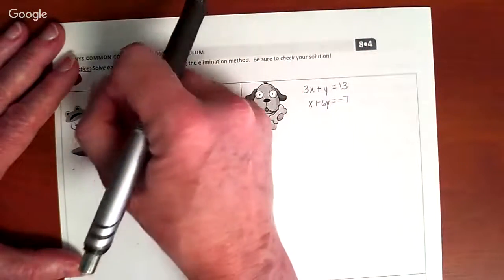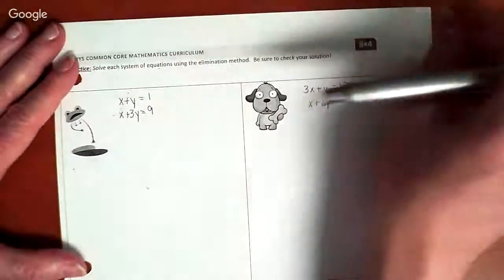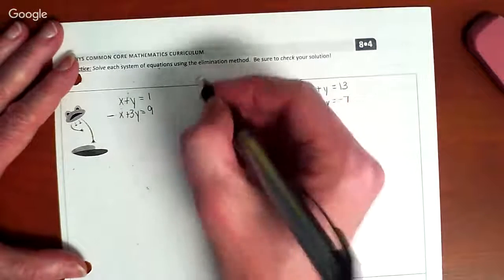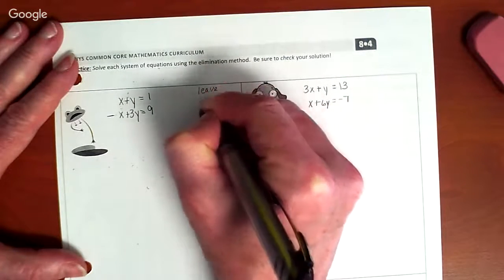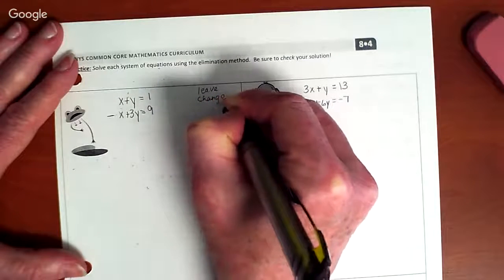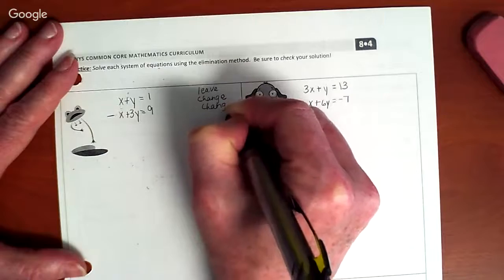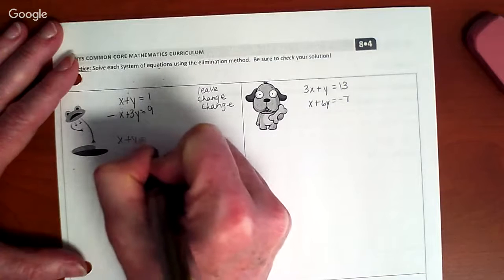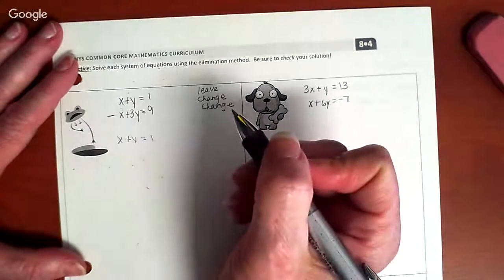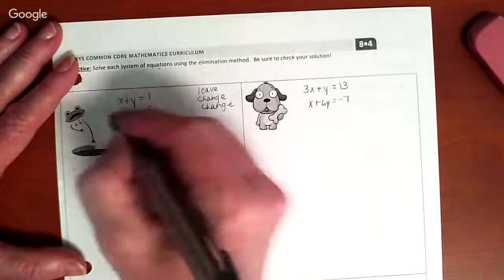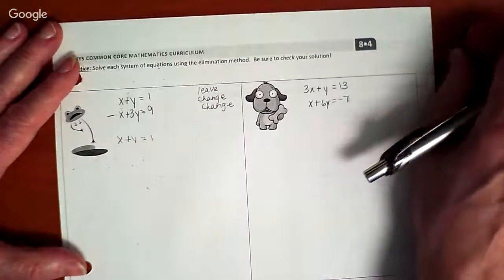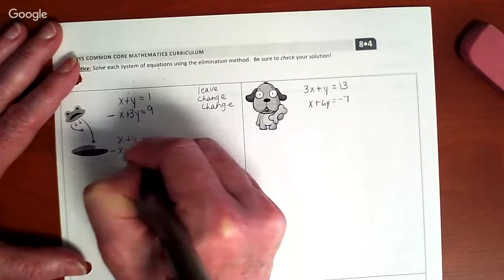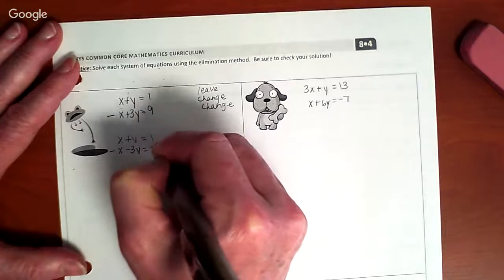This is a subtraction, ladies and gentlemen, I believe. All right. So for here, we've got to do leave, change, change. So once we do that, we've got x plus y equals 1. Okay. And then we have negative x minus 3y equals negative 9.